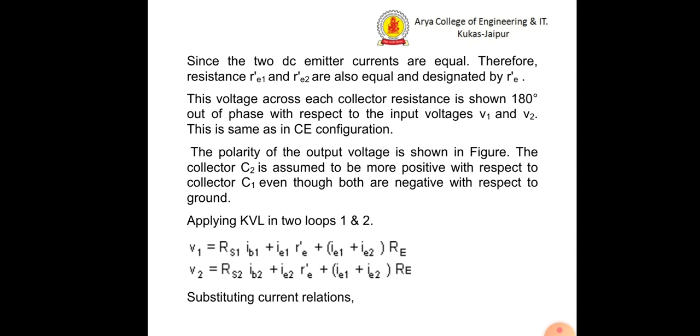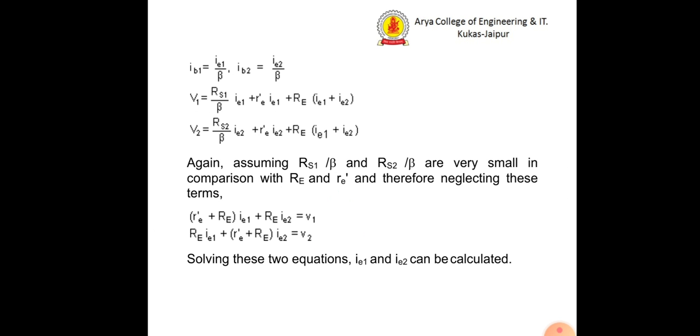Now applying KVL to the two loops, first and second, we find the values of V1 and V2. In order to simplify the calculations, we assume that the values of RS1 upon beta and RS2 upon beta are very small in comparison with RE and RE dash, and therefore we neglect these terms. So it simplifies our equations, and we have two equations, one corresponding to V1 and another corresponding to V2.